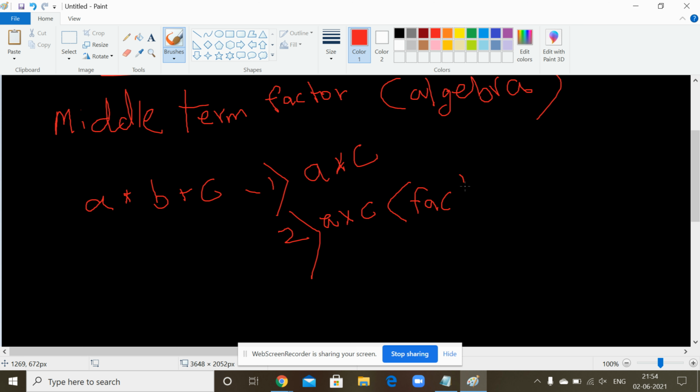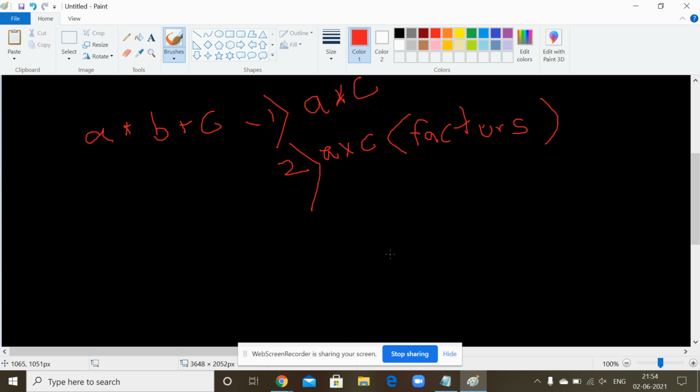Suppose A is 1 and C is 3. We will get 3. What are the factors of 3? 1 and 3 only. Factors. And now we go to the third step. The third step is that when we note down the factors, we should find a specific two factors whose addition or subtraction comes to the middle number.